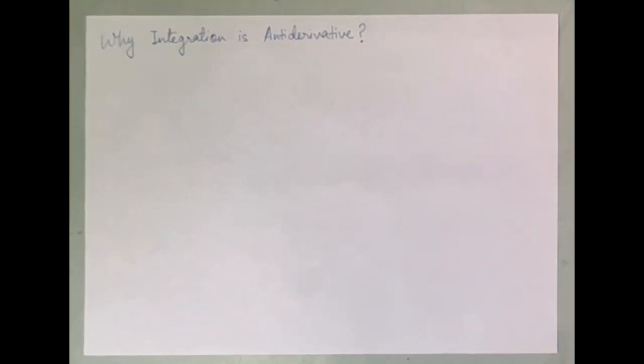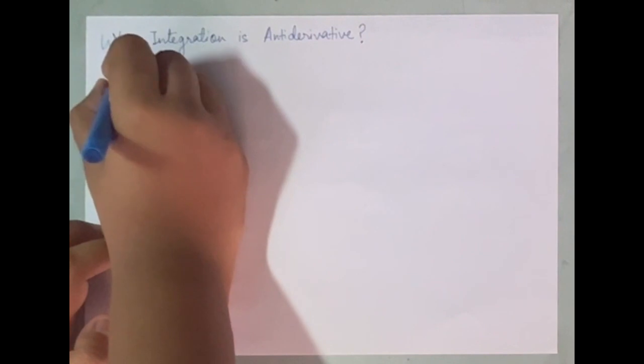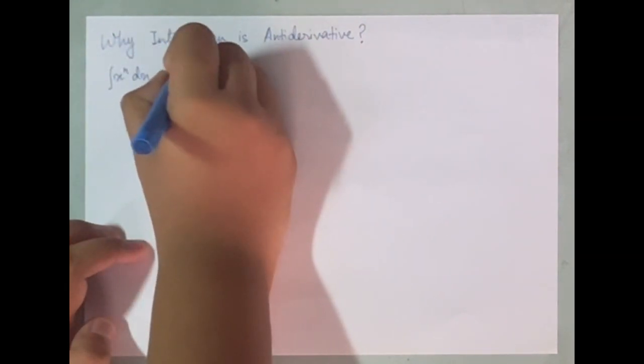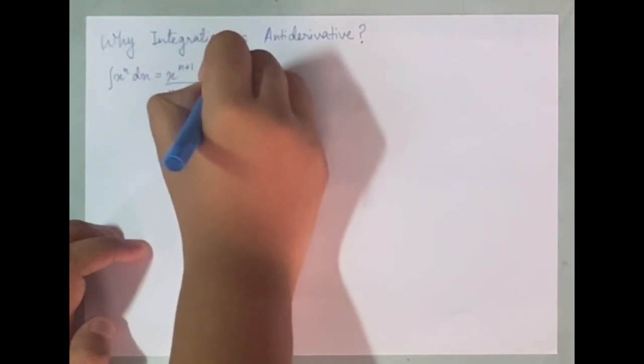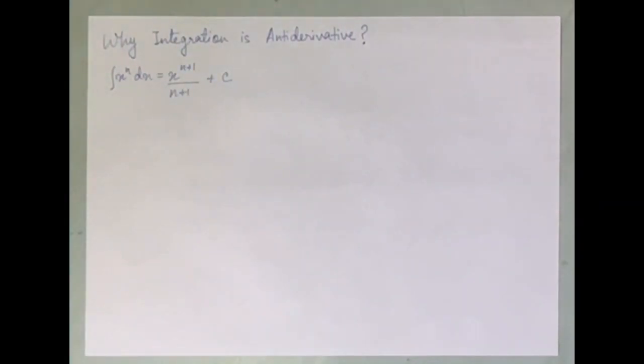Why is integration antiderivative? In the previous page, I showed you that the integration of x to the power n dx is x to the power n plus 1 by n plus 1 plus c. Now, what is this c? This c is there in all the integrations I have written in the previous page. This c is a constant which is generated while you do the integration.